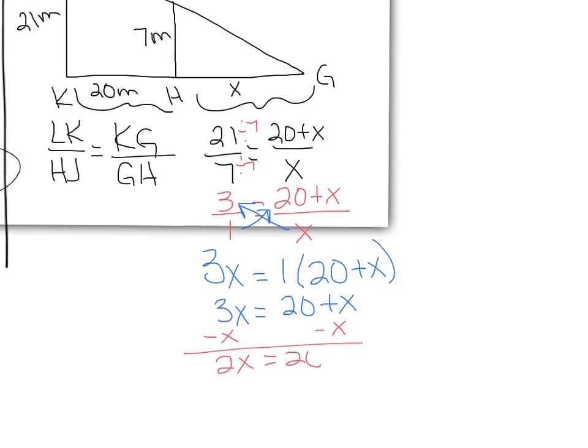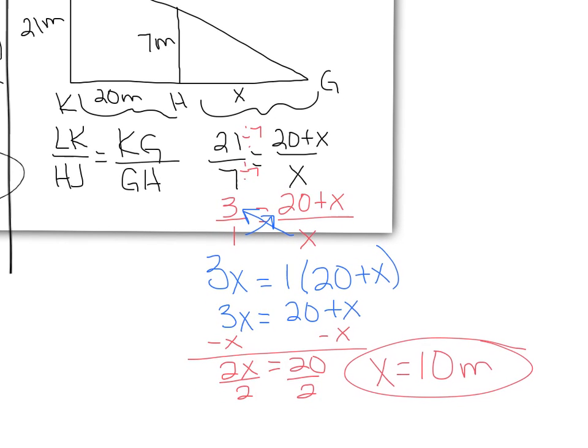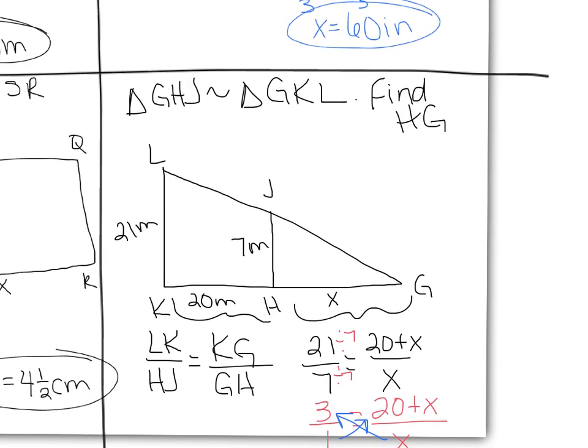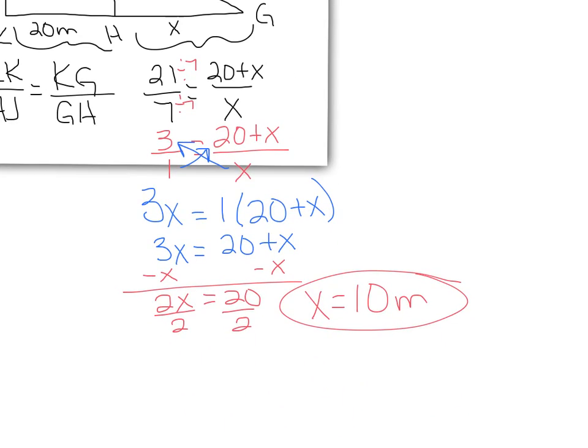So I'm going to subtract x from both sides. I get 2x equals 20. I'm going to divide both sides by 2, so I get x equals 10 meters. And let's just double check and make sure that was what I was looking to find. I got x equals 10 meters, and I was asked to find HG. And I noticed that HG is x, so I found what I was looking for, so my answer 10 meters is correct.